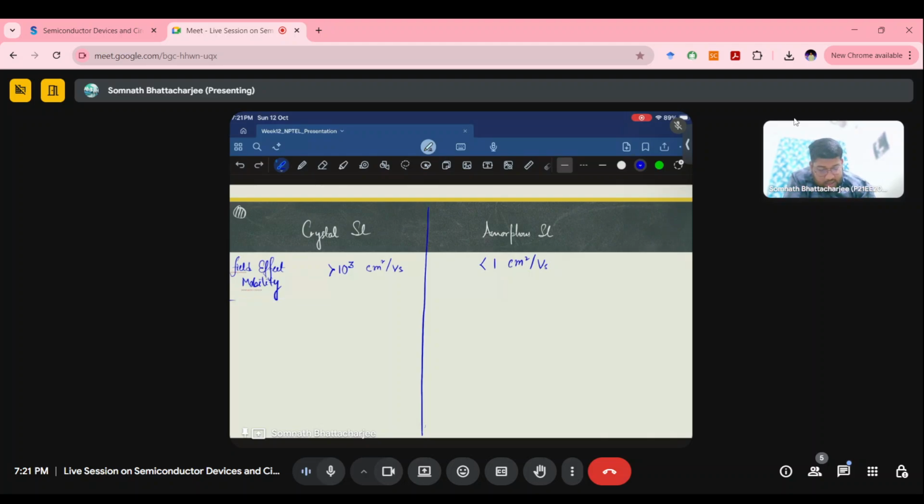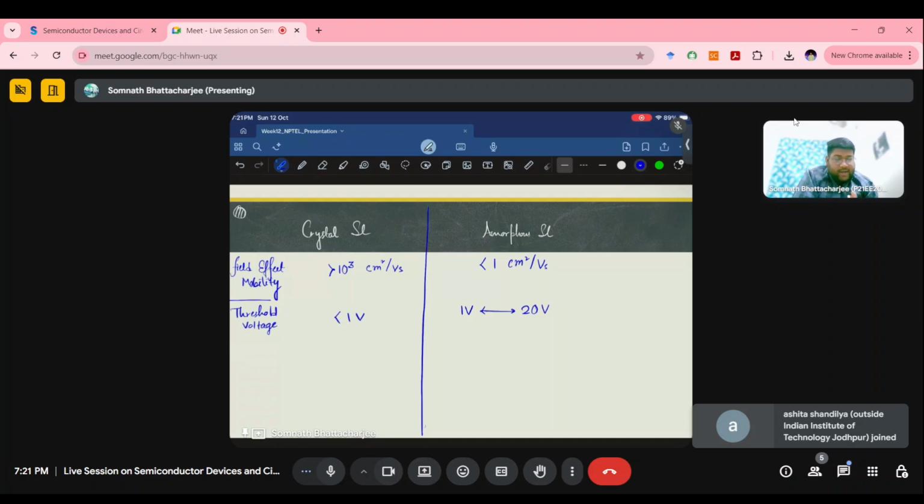The next thing is the threshold voltage. So these devices in general start at around less than 1 volt, whereas these devices have a huge range. So they have a range from 1 volt to, let's say, 20 volts, 30 volts. So this is the basic range. Most of the devices work under, let's say, 1 volt, 2 volts, 3 volts, and they can work up to 20 volts even.